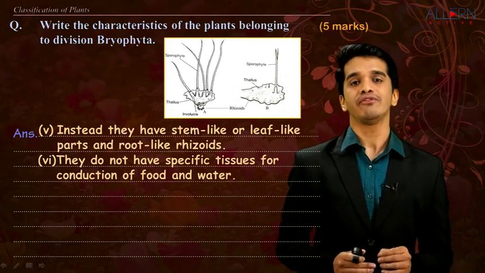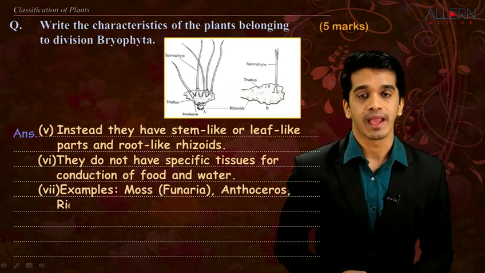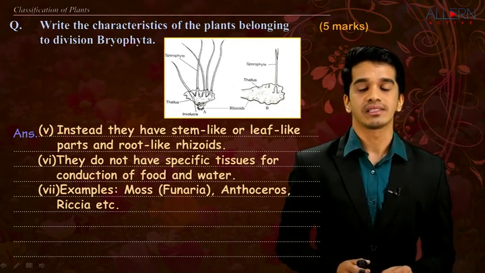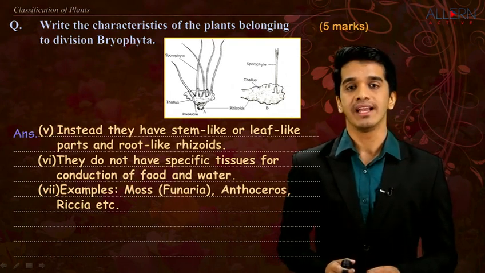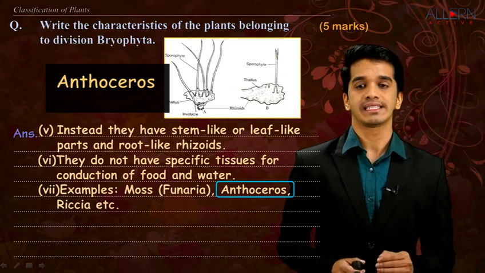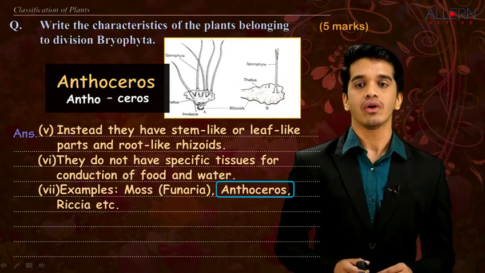We are going to study a few examples of Bryophyta. The examples are moss called Funaria, Anthoceros, and the next example is Riccia. So how do you pronounce the word Anthoceros? Let us study that in detail. That is Anthoceros.